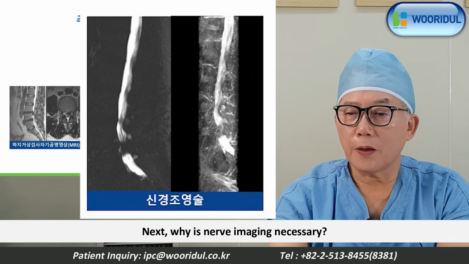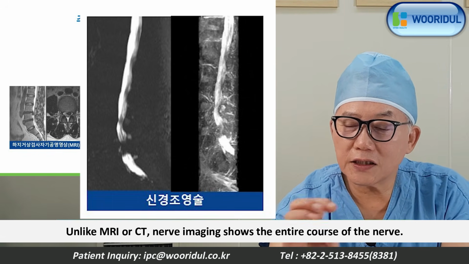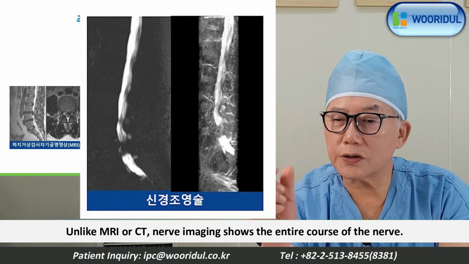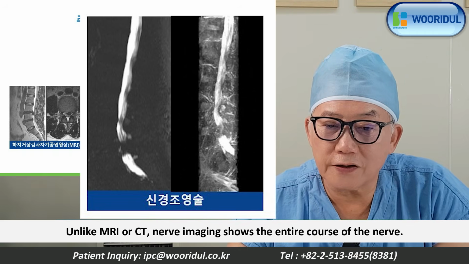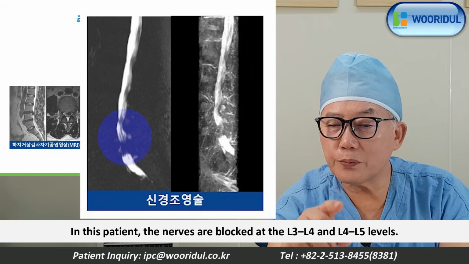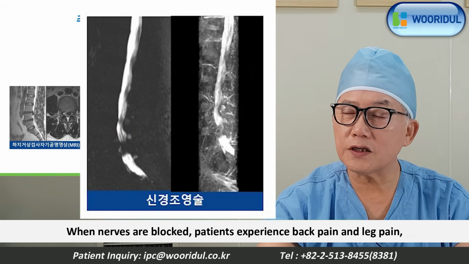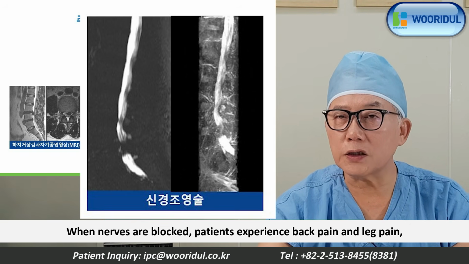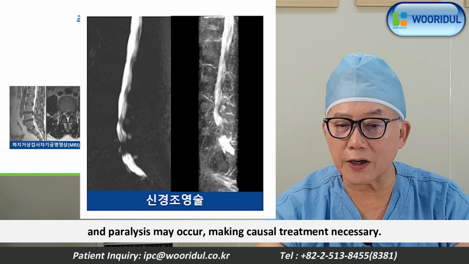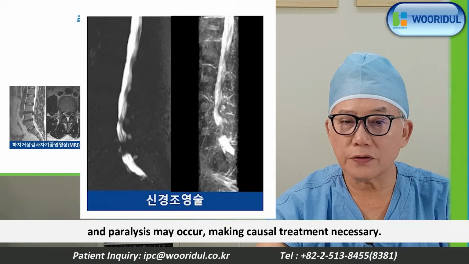Next, why is nerve imaging necessary? Unlike MRI or CT, nerve imaging shows the entire course of the nerve. In this patient, the nerves are blocked at the L3-L4 and L4-L5 levels. When nerves are blocked, patients experience back pain and leg pain, and paralysis may occur, making causal treatment necessary.